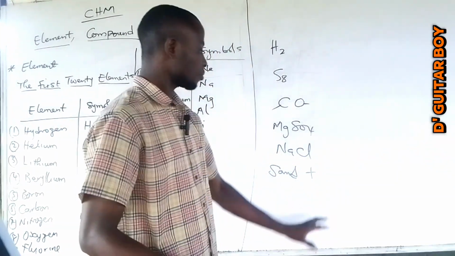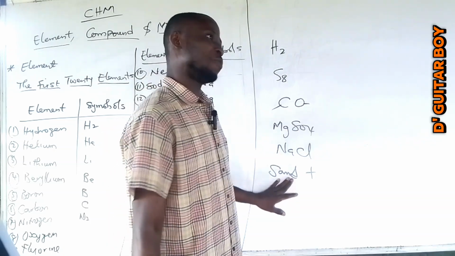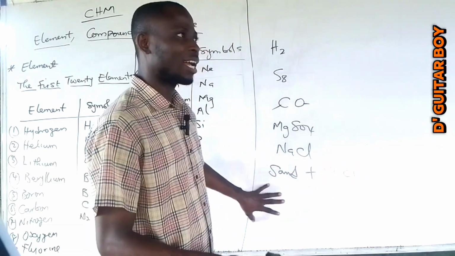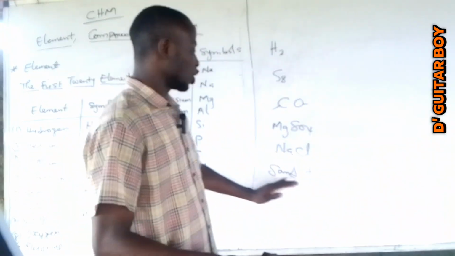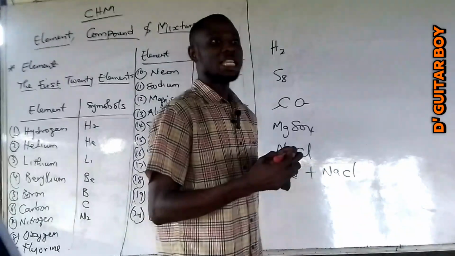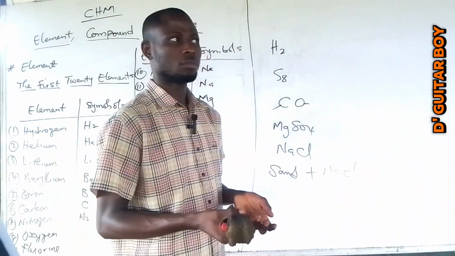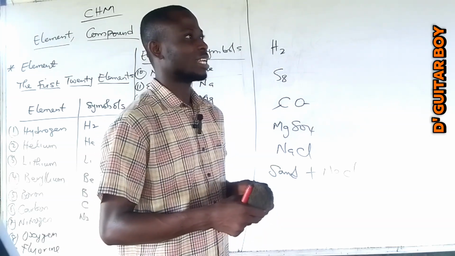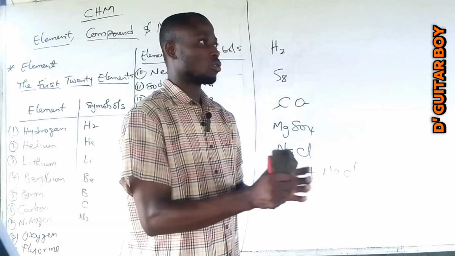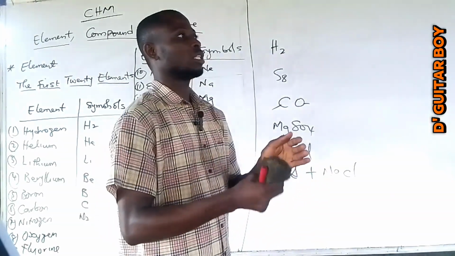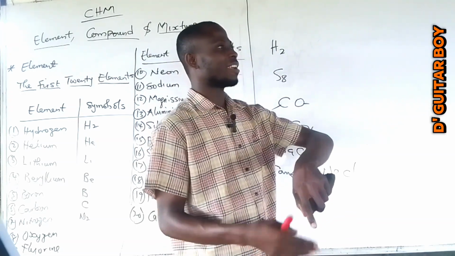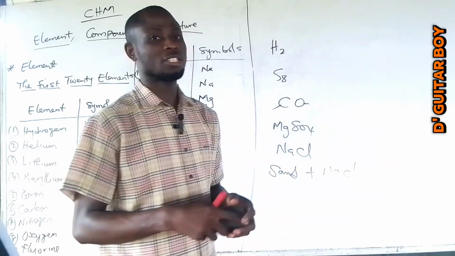If you mix the two of them together, this is a mixture. Or you mix salt and garri together, it's a mixture, because you can easily separate them. Can you separate salt and garri? Yes, by dissolving them in water. The salt will dissolve, the garri will not. Then you filter the water away which contains the salt, and evaporate the water so that you can get your salt.